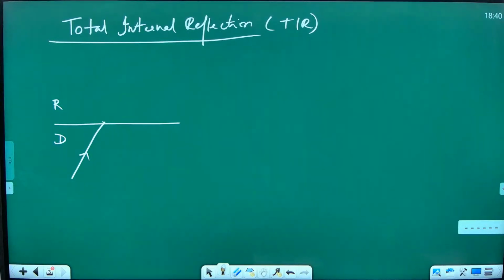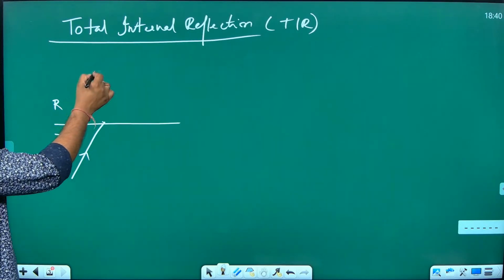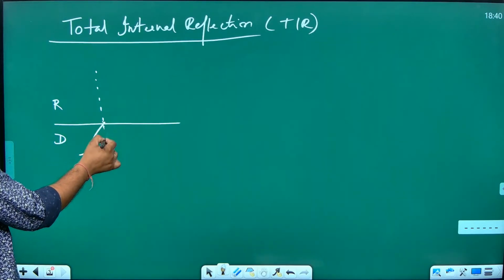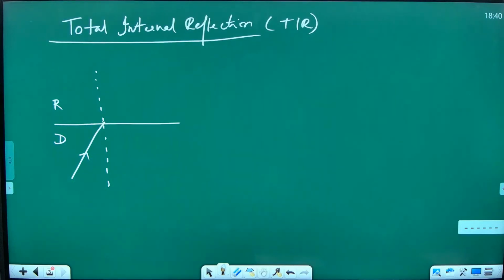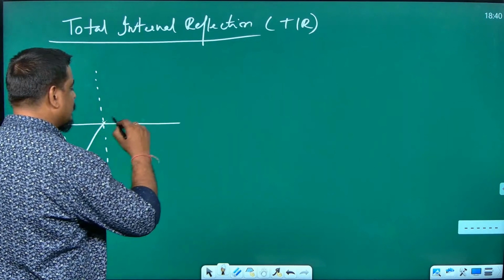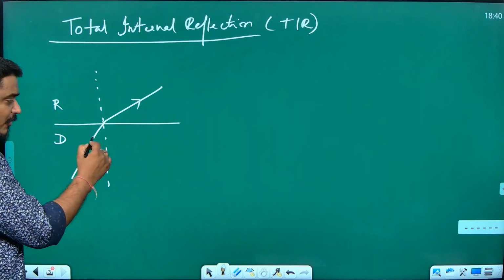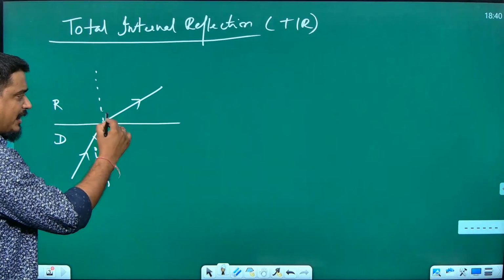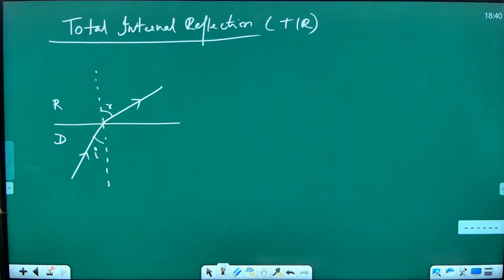Towards... Away from the normal. Remember this. Whenever the light is entering from a denser medium to a rarer medium, the light, how does it go? This is called the angle of incidence. This is called the angle of refraction.